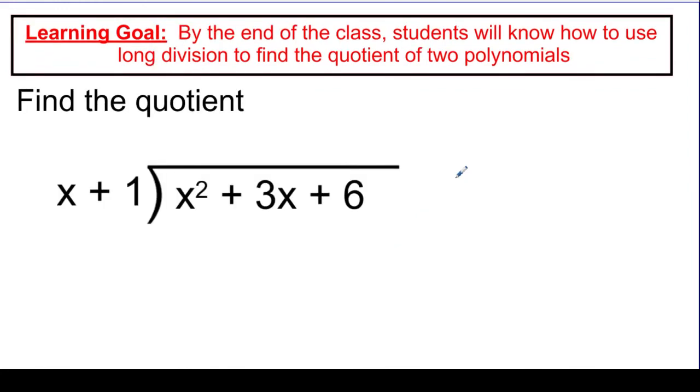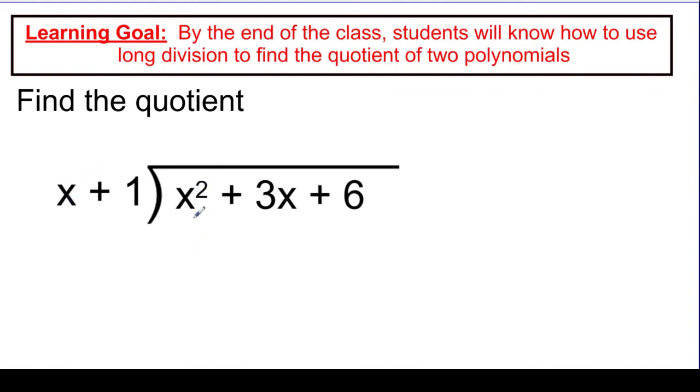Okay, so we're going to find the quotient of x squared plus 3x plus 6 divided by x plus 1. Here's how we handle these types of problems. We're not going to look at the plus 1. We're just going to strictly look at the x, and we're going to say, how many times does x go into x squared?